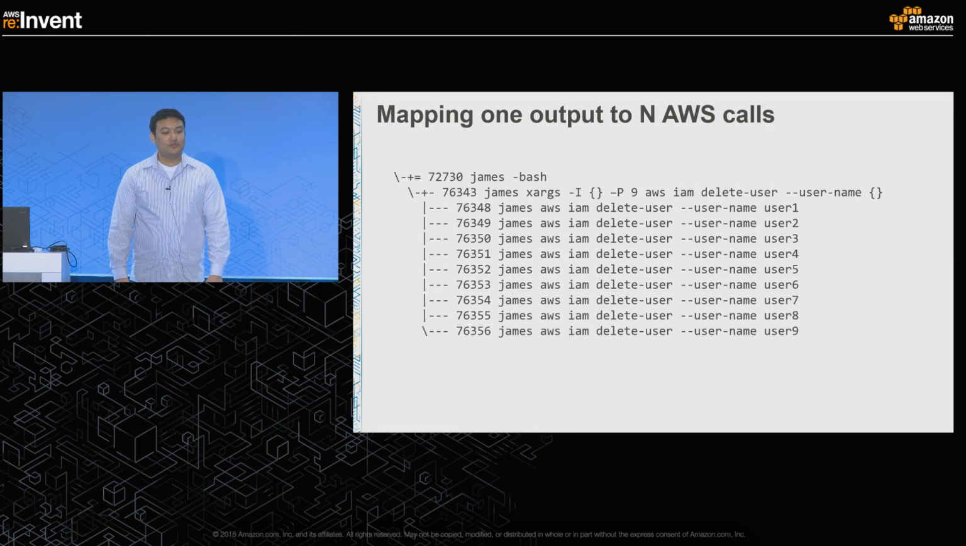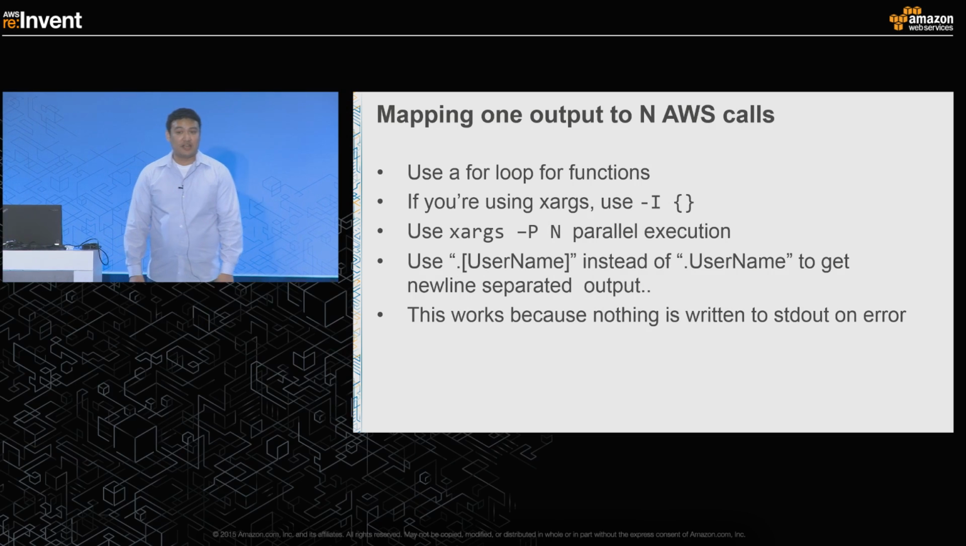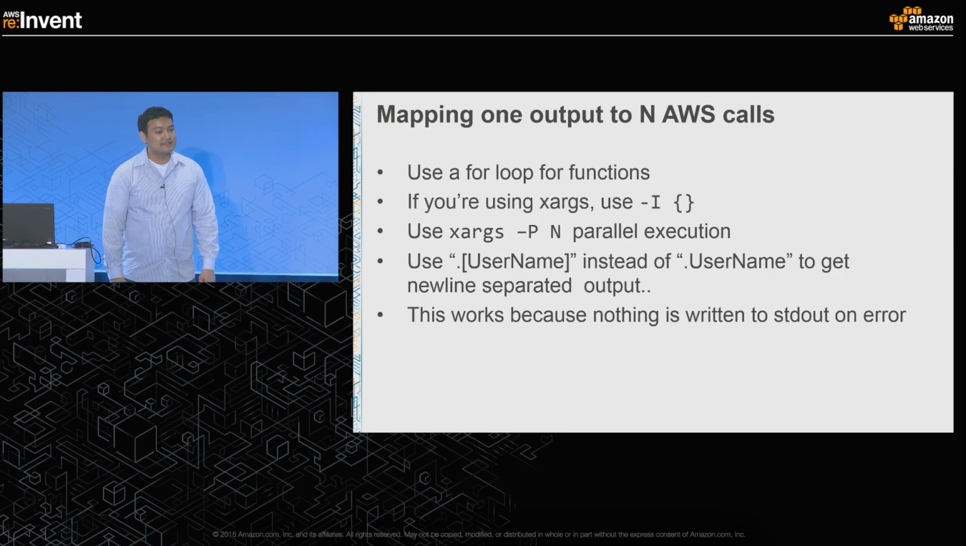And you can see this user name filled in. So there's user 1, user 2, user 3. And that was from that line output that we saw earlier. So if you're going to do this, make sure that you use -i for xargs, -P for parallelism if you have independent tasks.